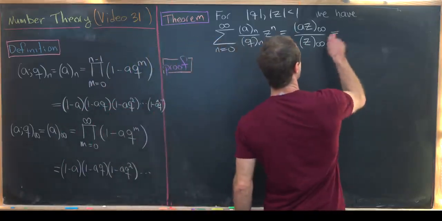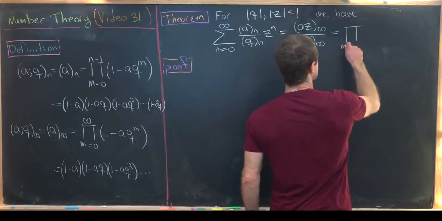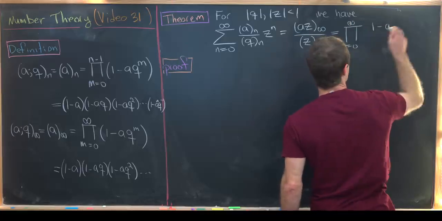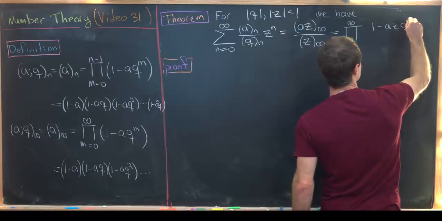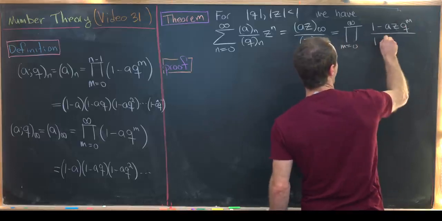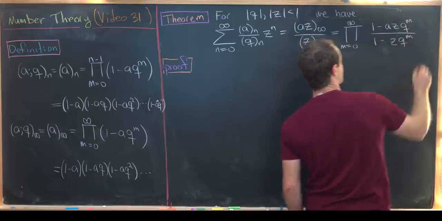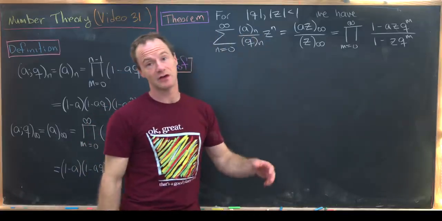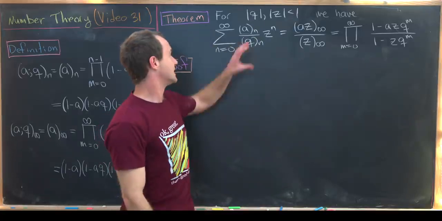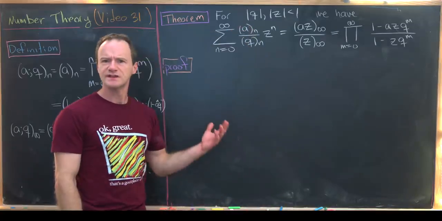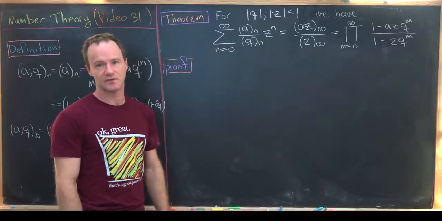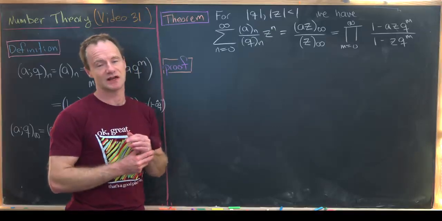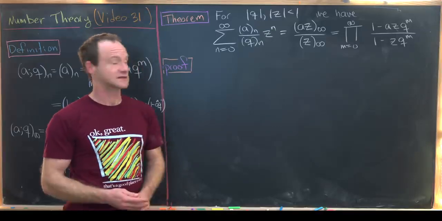We could even write this out if we want to as the product as m goes from 0 up to infinity of 1 minus a times z times q to the m in the numerator over 1 minus z times q to the m in the denominator. And then we would expand each of those things in the denominator using geometric series, and it would sum up to this thing over here. So these sum-product identities are really important in the study of partitions. And actually one of the most famous partition identities, the Rogers-Ramanujan identities, is one of these sum-product identities.